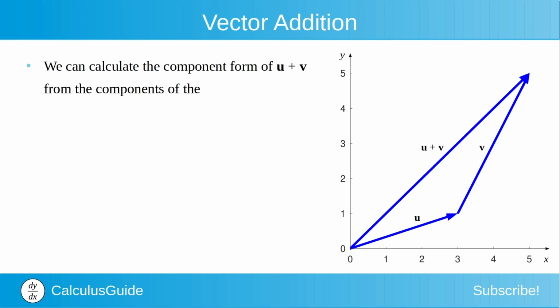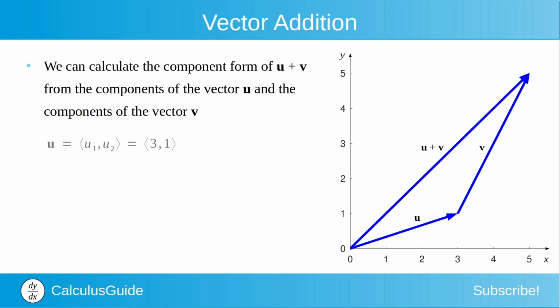We can calculate the component form of u plus v from the components of the vector u and the components of the vector v. The vector u in component form is equal to ⟨u1, u2⟩, which in this example is equal to ⟨3, 1⟩. The vector v in component form is equal to ⟨v1, v2⟩, which in this example is equal to ⟨2, 4⟩.